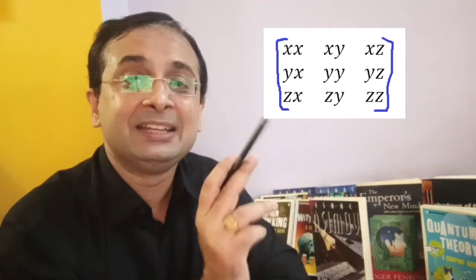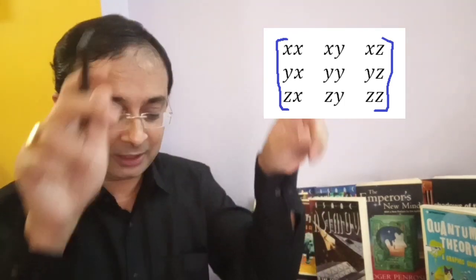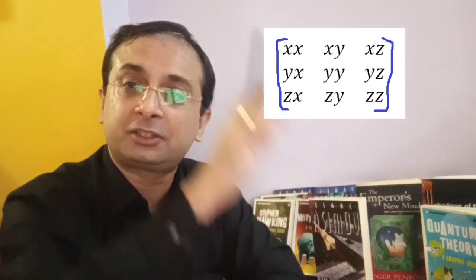I'm so sorry that I'm moving my hand, because I have a habit of writing on the blackboard. So if I take x, y, and z, how can we make different combinations? We get xx, xy, xz, yx, yy, yz, zx, zy, zz. What this forms is actually a tensor of order 2, and it has 9 components.